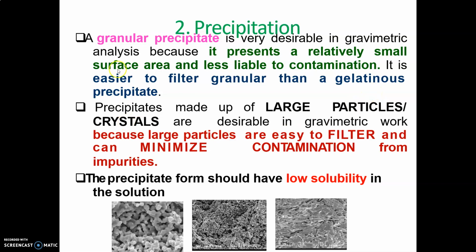So what is the granular precipitate? What is the good precipitate? It is a precipitate made up of large particles, or we call them crystals. It is very desirable in gravimetric work because large particles are very easily filtered, and we can also minimize the contamination from impurities. Why? Because large particles contain relatively small surface area. So the precipitate also should have low solubility in the solution. Low solubility means they are insoluble in your solution.